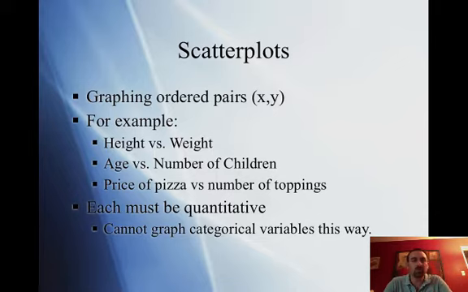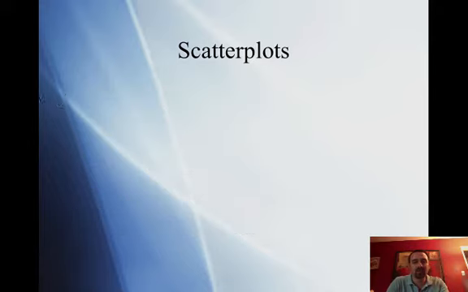We could do something where we color code. I mean, that's always possible, but we don't really worry about that. So we need to get some new vocabulary.